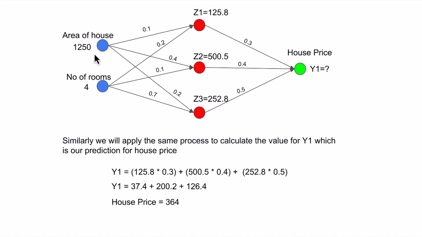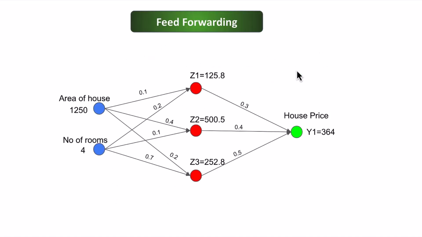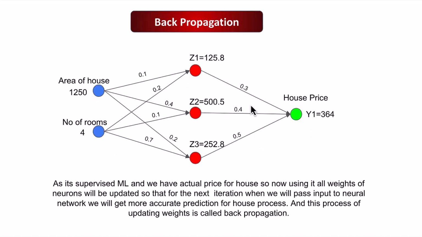But for now we have passed input data to our neural network at the input layer, and we have calculated the value of neuron at the output layer, and this process is called feed forwarding. So feed forwarding is the process of passing all your training data to neural network at the input layer and getting the value of neuron at the output layer. And after getting this predicted value, we are going to update these weights. And the process of updating these weights is called backpropagation.